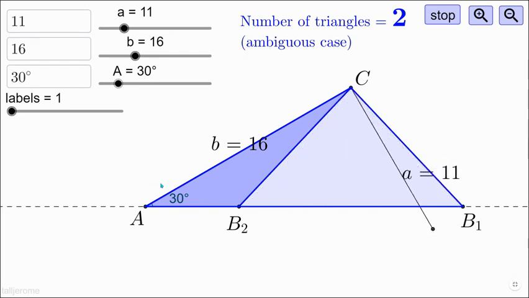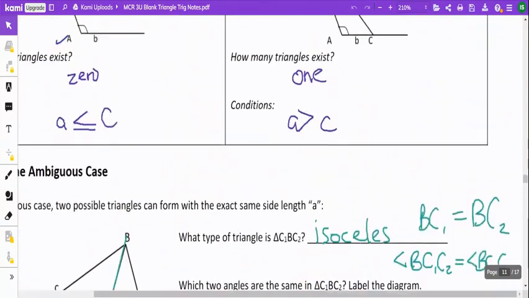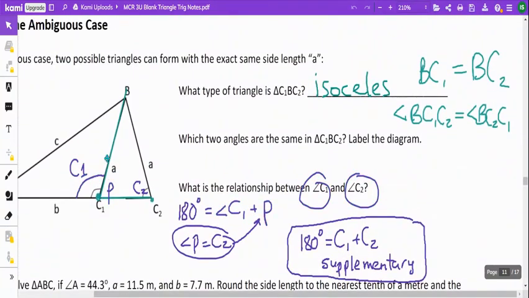The second triangle must include this angle A. So it's angle A, side B, side A, all the way back. This light blue triangle that you see here is the isosceles triangle that we talked about that is formed when there is an ambiguous case. All right, so that is a review of how to know how many triangles there are. Okay, let's stop.